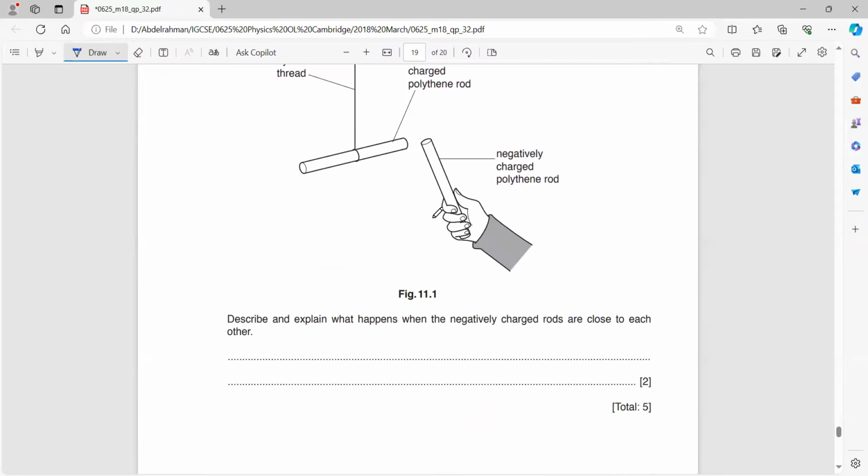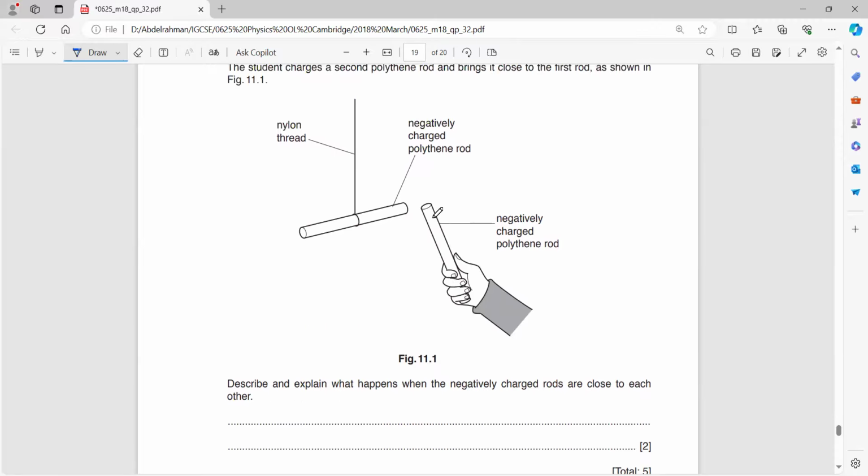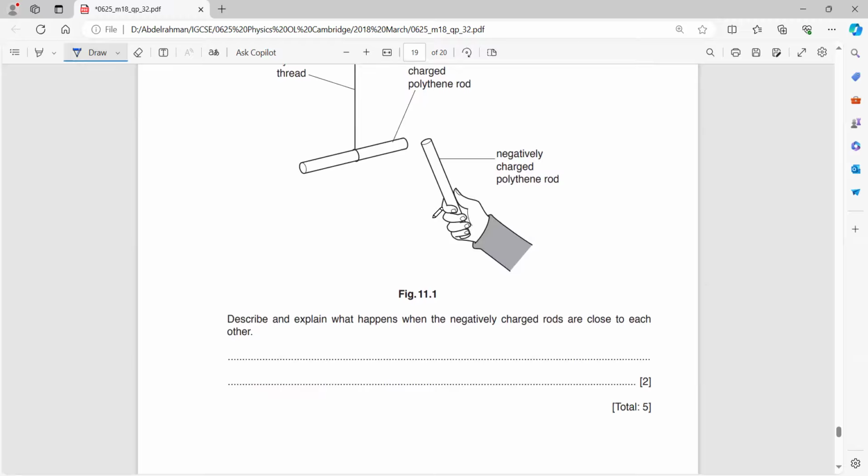Describe and explain what happens when the negatively charged rods are close to each other. You have 2 negatively charged rods. What will happen? They repel, they move away, because like charges repel. Quite easy.